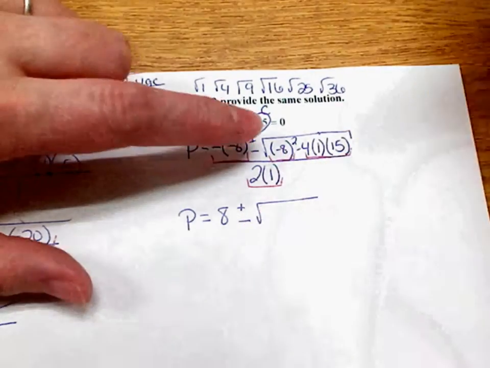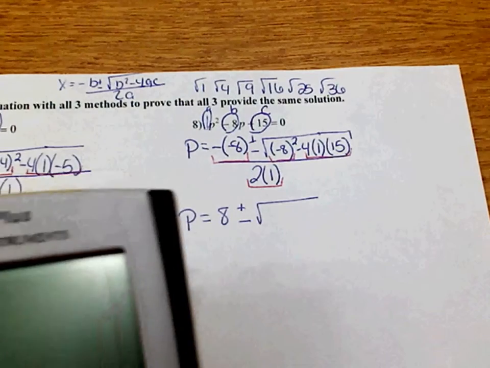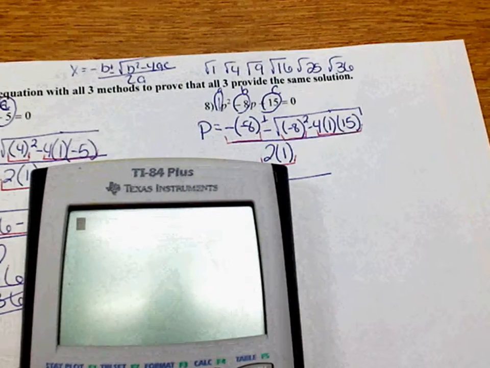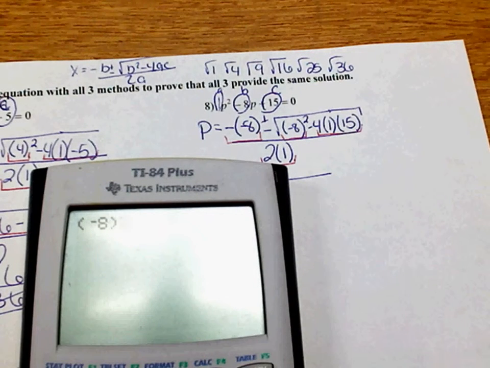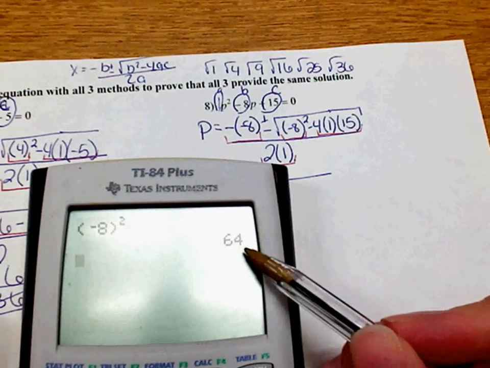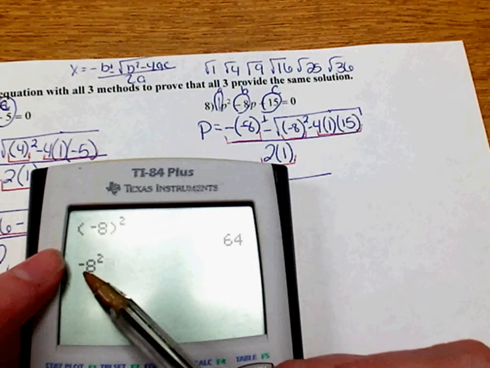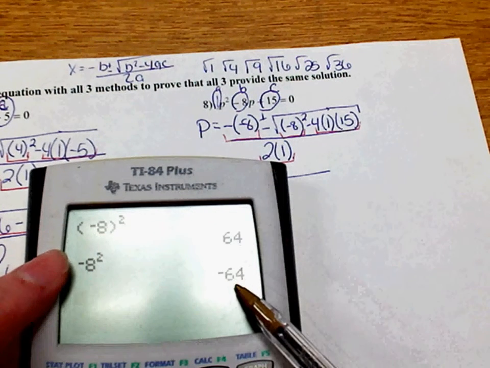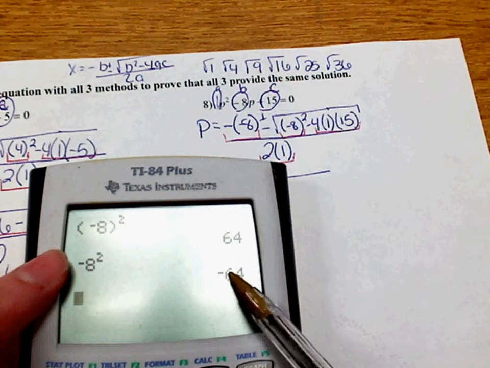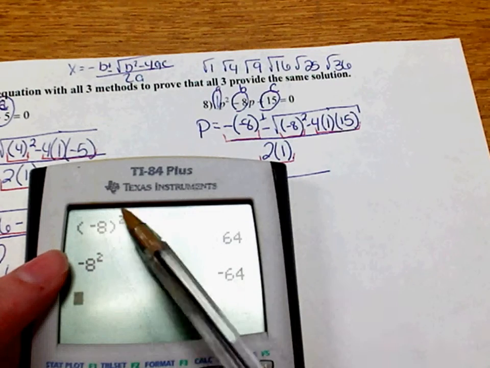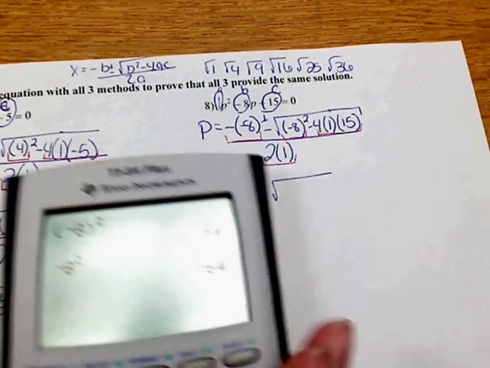Negative 8 squared, you need to make sure you use the parentheses, okay? If you don't use the parentheses, you're going to get the wrong answer. It is 64. Because remember, a negative times a negative is a positive. If you just do that, then it's only squaring the 8 and it's not squaring the negative, and you're going to end up with a negative 64. This is not right. It's the positive 64 that's right. This is why it's so important that you use parentheses.